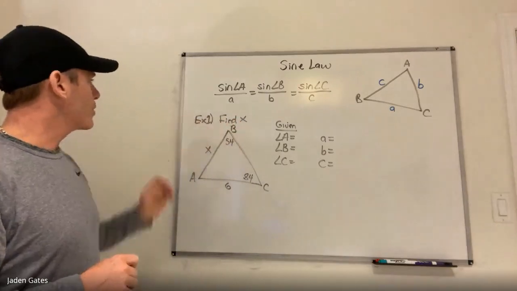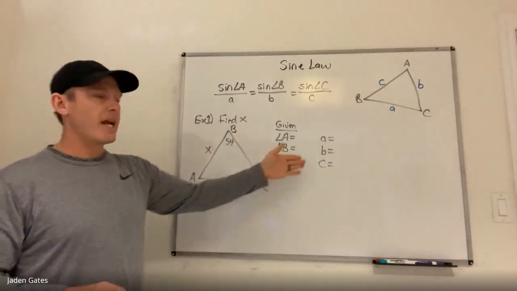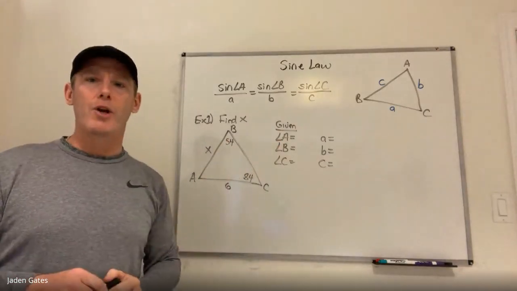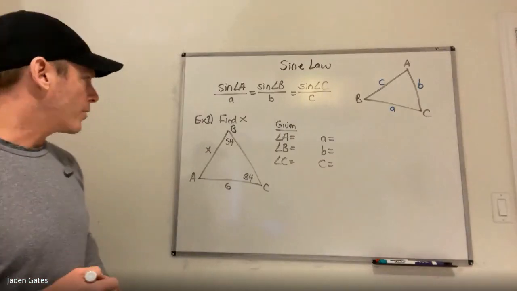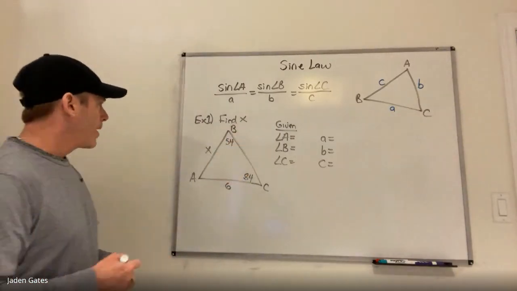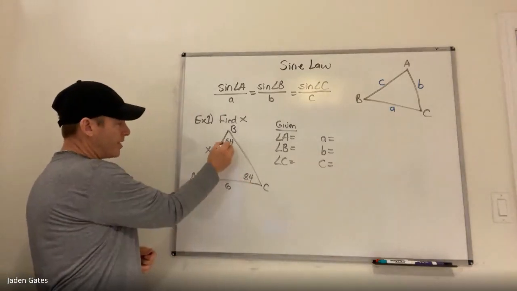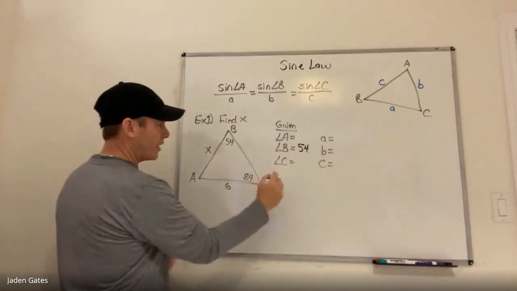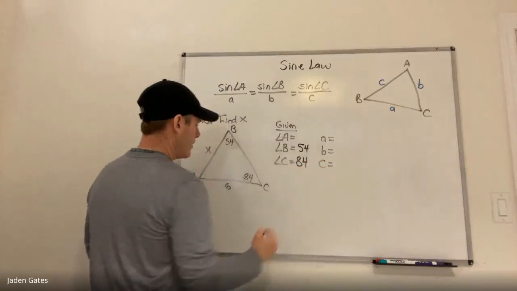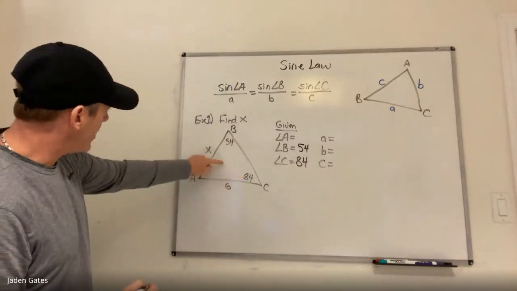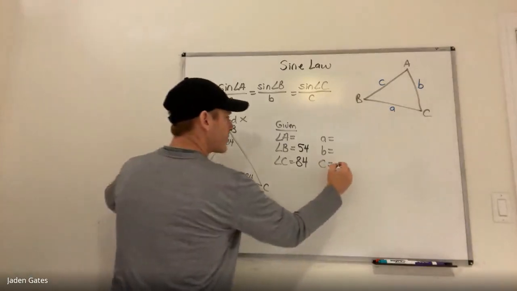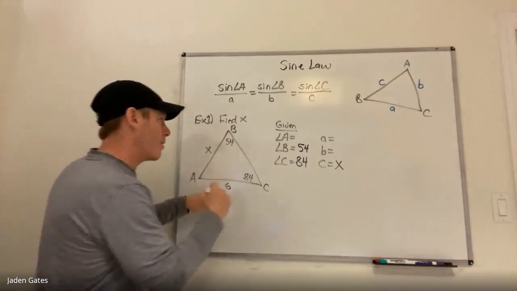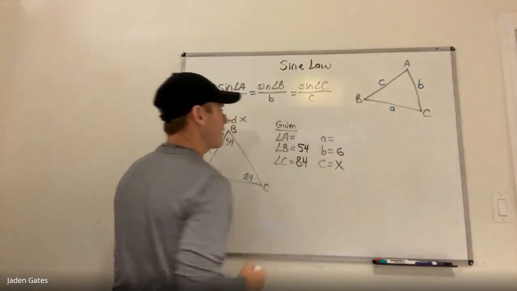Now, here we go, example one. I wrote down my givens. Again, that is my first step in just about every math problem there is: write down what information I know and what information I am trying to find out. When I look at my diagram, some of the simple stuff to write down is the angles. Angle B here is 54. Angle C here is 84. The side across from angle C is X, so that would be side C. Across from angle B is 6, so side B is 6.